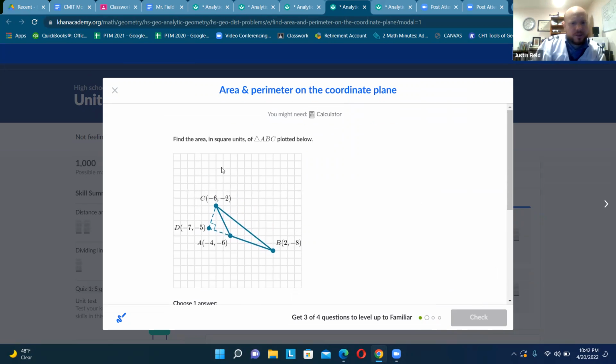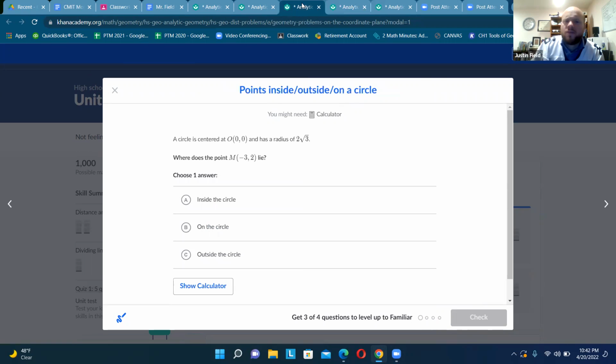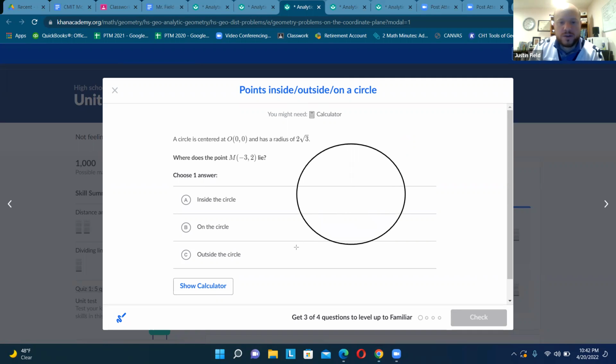But let's see about this one. So find the area. All right. So you can do that. So use that distance formula and find the base and the height of that triangle, and have fun. Now, when it comes to the points inside and outside a circle, I do want to do that. Okay. So we're going to draw a circle. And we know the center is 0, 0. That's nice.